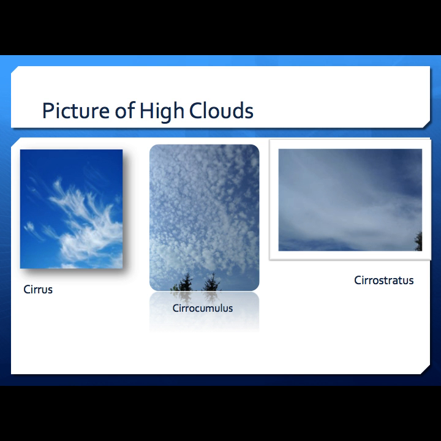This first picture is a picture of a cirrus cloud, which, remember, looks like a feather. Then we have the cirrocumulus clouds, which are kind of cotton ball-y and appear either in rows or together. Then we have cirrostratus, which look like unrolled cotton balls.